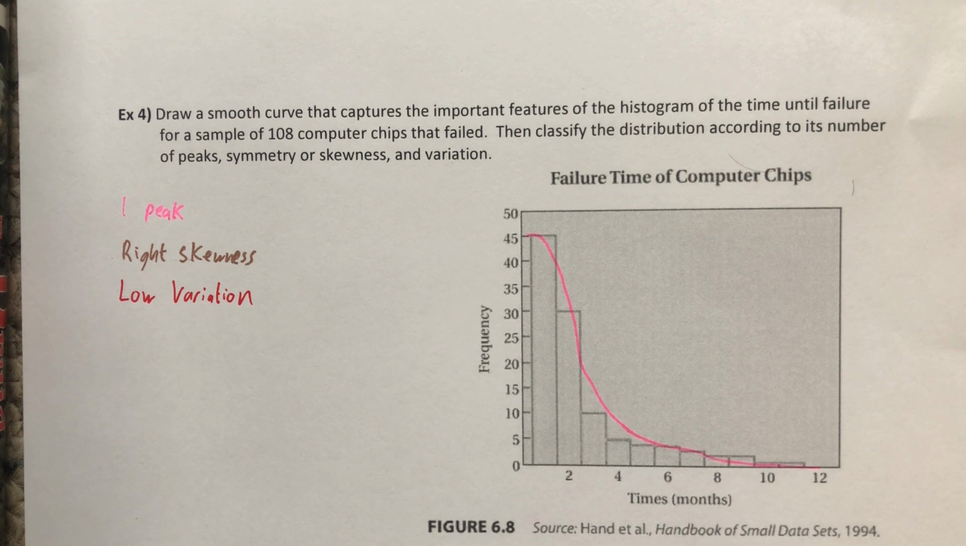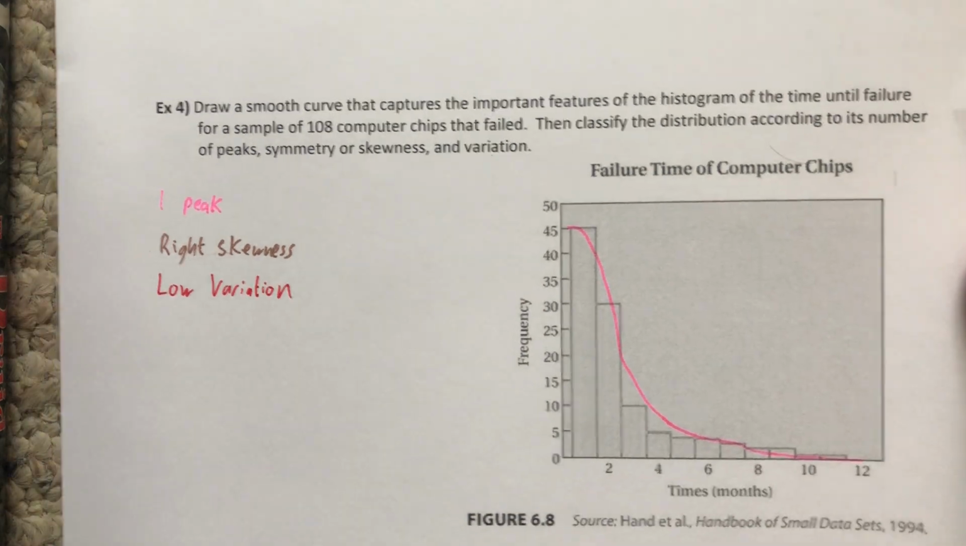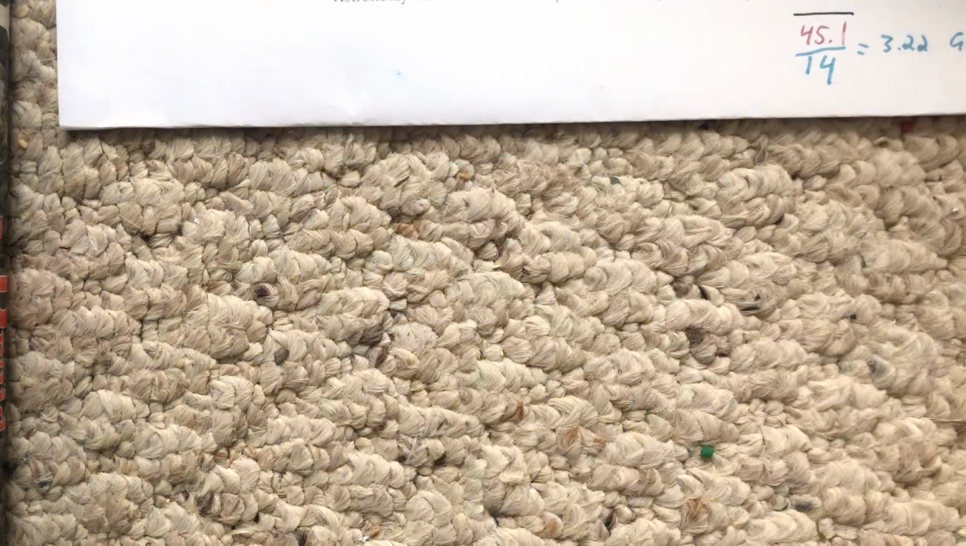It is skewed to the right. Okay, I have just a couple outliers, so it's skewed right. Everything else is well on the left side. And low variation. I have a very narrow high peak between 1 to 2 months, and then everything else is kind of spread out. So one peak, skewed right, low variation.